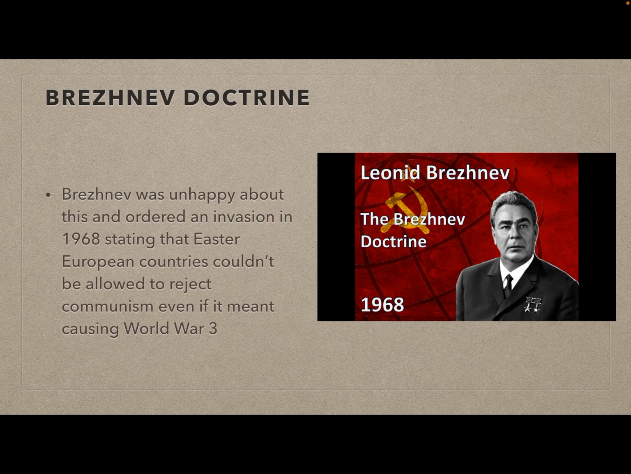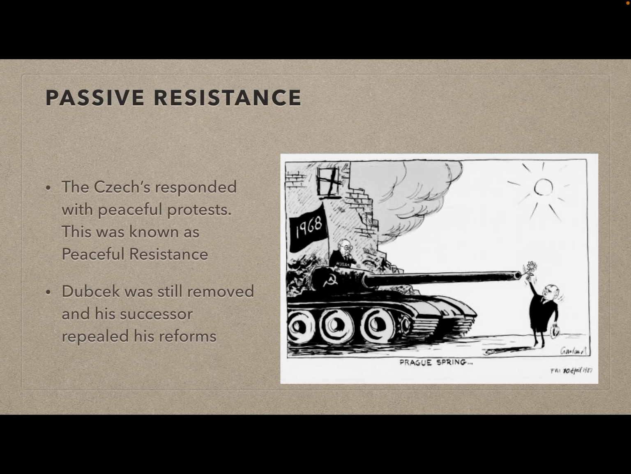However, Brezhnev became worried about this, and he ordered an invasion in 1968, stating that Eastern European countries couldn't reject communism, even if it meant causing World War III, and this became known as the Brezhnev Doctrine. The Czechs responded with peaceful protests, much like what was happening in America and Western Europe at the time. This form of peaceful protest is known as passive resistance. However, it didn't work, and Dubček was removed, and his successor repealed his reforms.